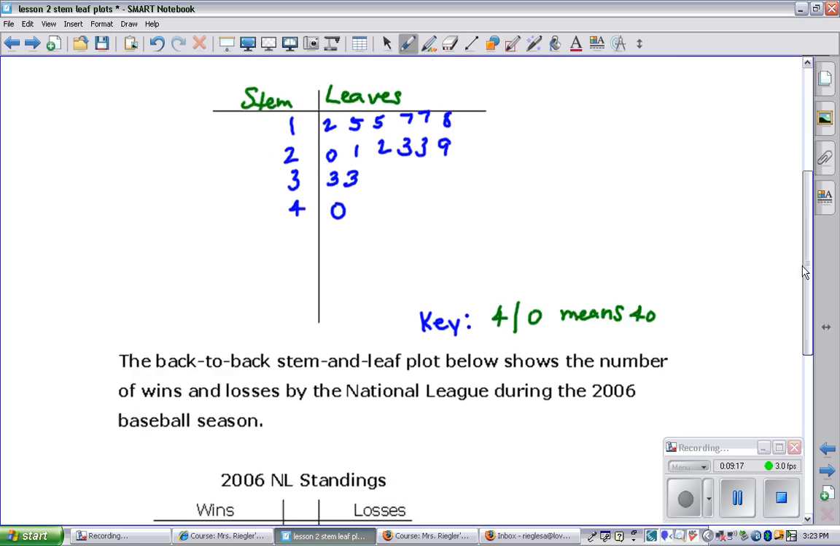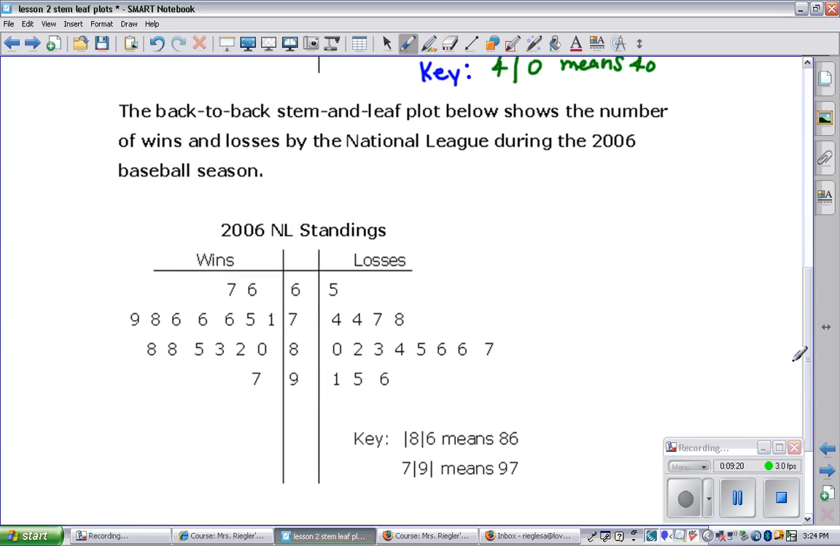Now we're going to add one more piece of information here, and we're going to go to what's called a back-to-back stem and leaf plot. The difference between a normal stem and leaf plot and a back-to-back stem and leaf plot is that the back-to-back will contain 2 different sets of data. If you look at this one, it shows the number of wins on one side and the number of losses on the other side by the National League during the 2006 baseball season. On the left over here are the leaves for the wins. And then over here are the leaves for the losses. Obviously what's in the middle are going to be my stems.